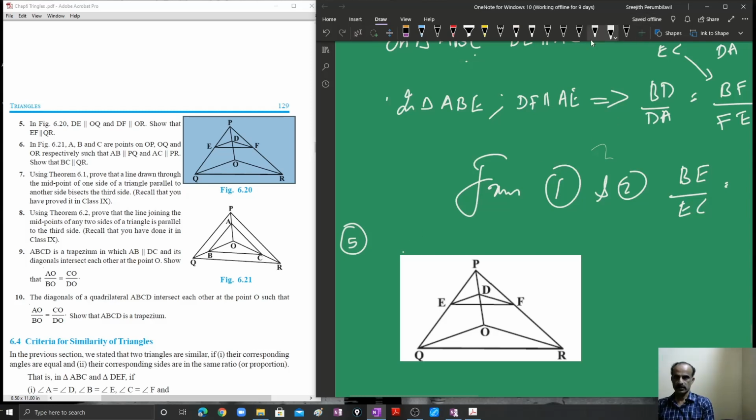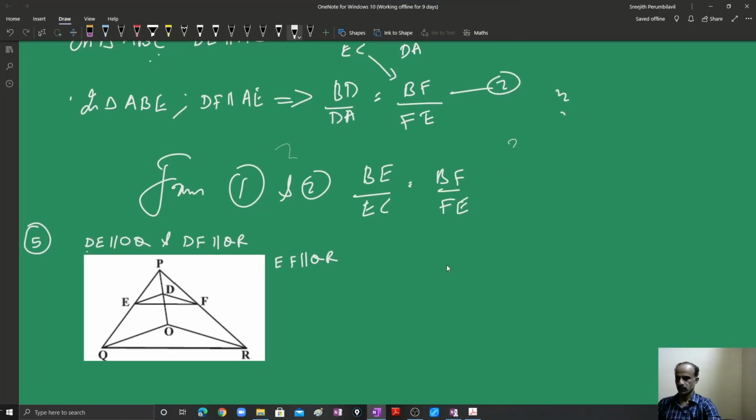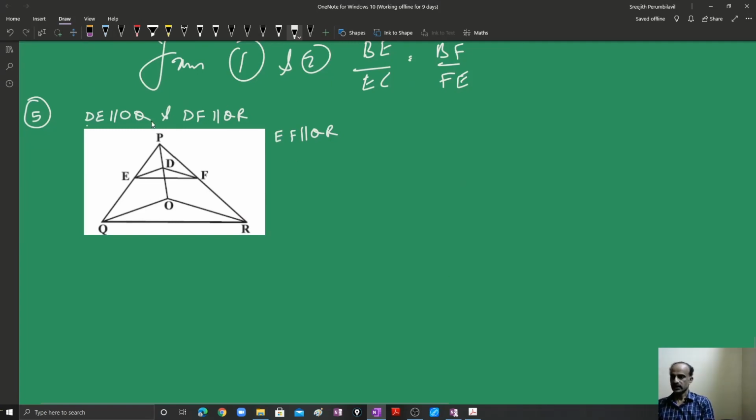It is said that DE is parallel to OQ and DF is parallel to QR. Show that EF is parallel to QR. This is what you have to prove. EF is parallel to QR. This is what we have to show. Prove. In this figure, DE is parallel to OQ.